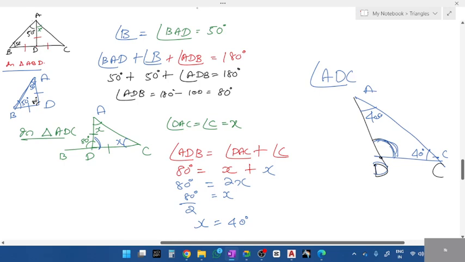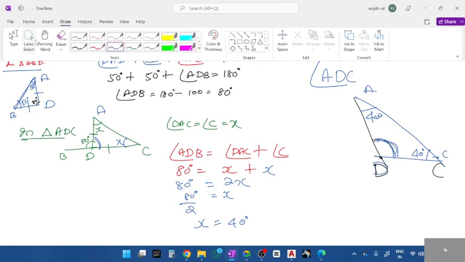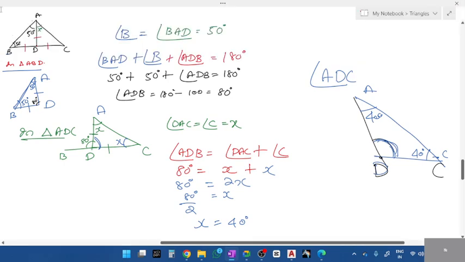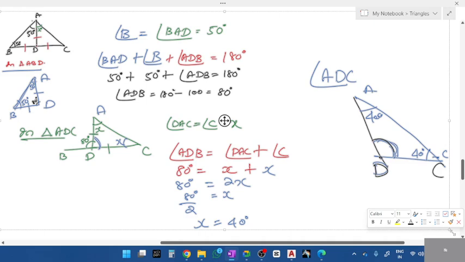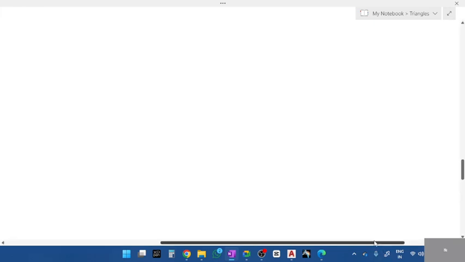Okay. You should understand from where we need to solve. So first figure out if it is isosceles, students. If isosceles, two angles will be equal. Then check whether to use interior angle concept or exterior angle concept.